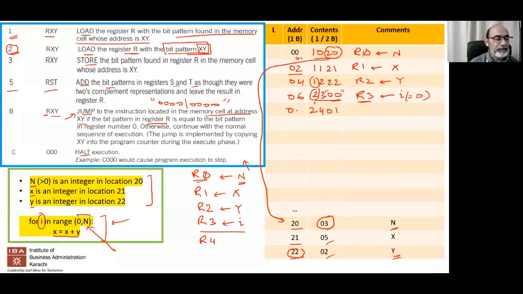Basically, what he's suggesting is that now we need to increment this register 3, which is going to represent I. Now the issue is how do we increment it by 1? There's no operation over here which says increment a register by 1. All it does say is that you can add two registers together, S and T, and put the result into another register. So what he's suggesting is that let's take another register, register 4, and we'll simply make that equal to the number 1. And then whenever we want to increment register 3 by 1, we're going to take R4 and add it to R3. That seems to be a brilliant idea. So let's go ahead with that.